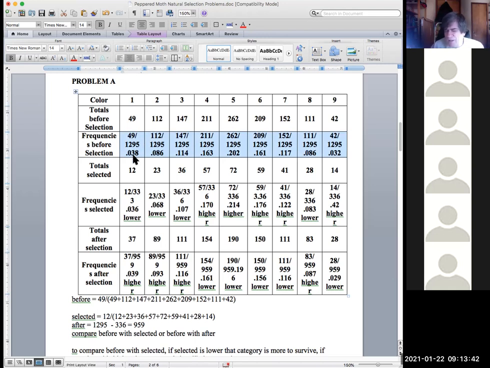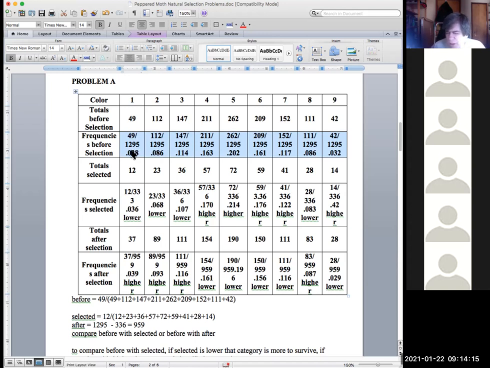And we expect for the number 2 color, since it's 0.086 before selection, that should be the frequency that is selected. And that should be the frequency after selection. Now, why do I say that we expect them all to be the same? Think of reaching into a grab bag. If you have half red marbles and half green marbles and they're in a bag, your chances of pulling out a red marble or a green marble are a half for each color.